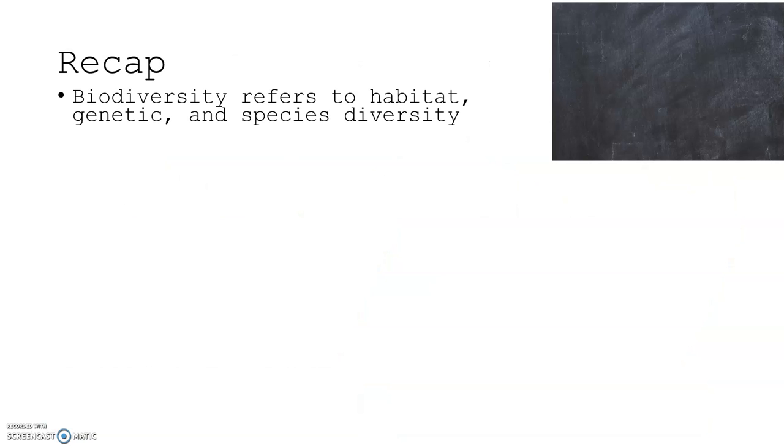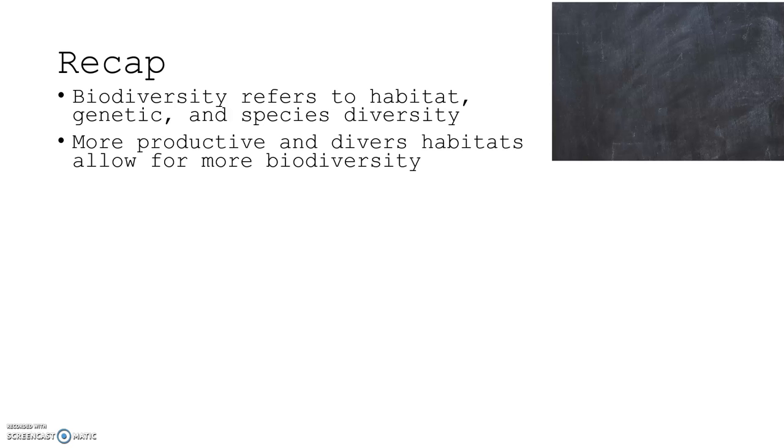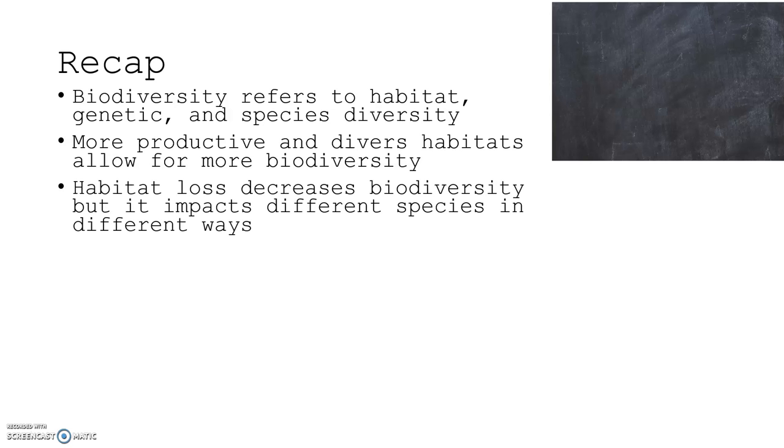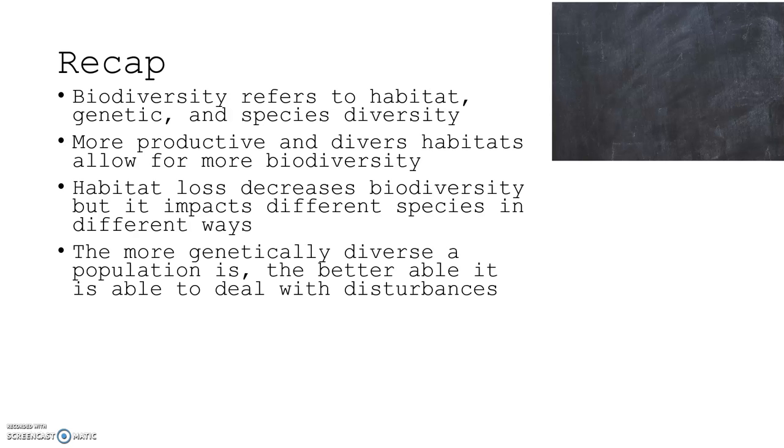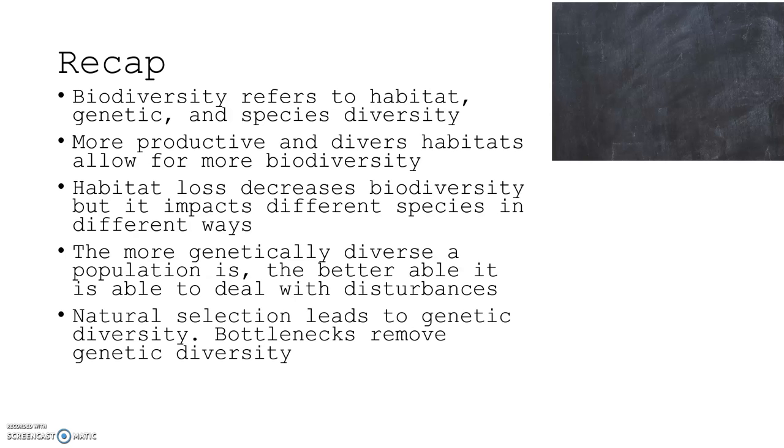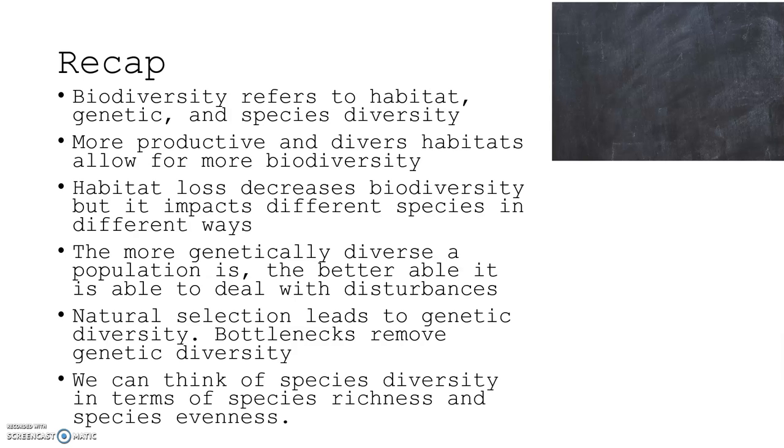So for a recap, biodiversity refers to habitat, genetic, and species diversity. More productive and diverse habitats allow for more biodiversity. Habitat loss decreases biodiversity, but it impacts different species in different ways. The more genetically diverse a population is, the better able it is to deal with disturbances. And natural selection leads to genetic diversity. Bottlenecks remove genetic diversity. And we can think of species diversity in terms of both species richness and species evenness.